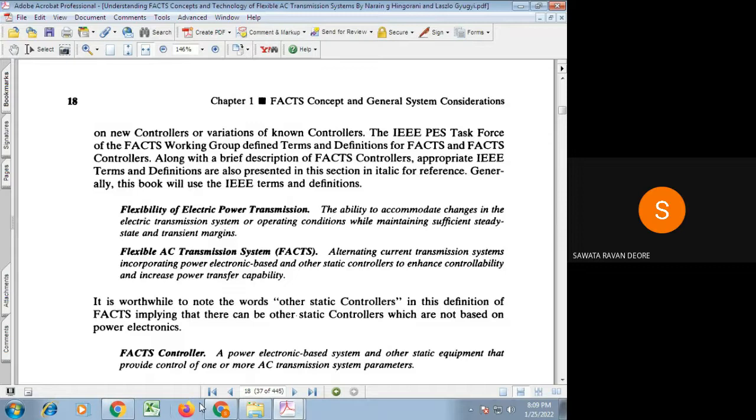And when we talk about the FACTS controller, means flexible AC transmission system controller, it can be a simple static or electronics based device which provide control of one or more of the parameters of the AC transmission line in order to achieve the objective like enhancing the power flow through the line or maintaining the voltage across that line to desired, like that.